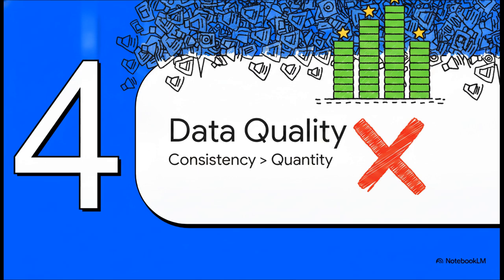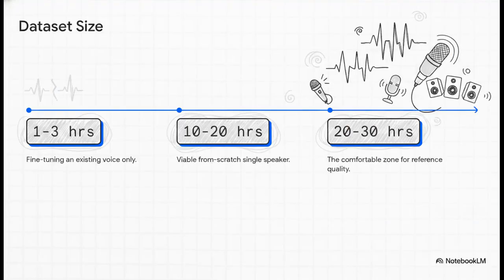It is totally time to debunk the myth that just dumping hundreds of hours of random audio into a folder equals a great model. Let's set some realistic expectations for dataset sizes. If you only have 1 to 3 hours of audio, that is strictly for fine-tuning an existing voice. Period. If you try to build a brand new model from scratch with that, it's going to sound incredibly rough. To build a viable single-speaker model from the ground up, you really need 10 to 20 hours. And if you want to hit that real comfort zone, producing top-tier, classic reference quality, you should be aiming for about 20 to 30 hours of audio.